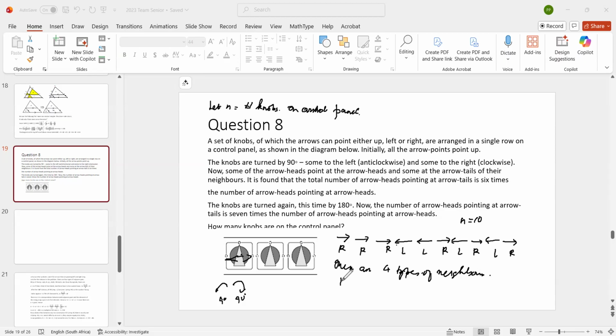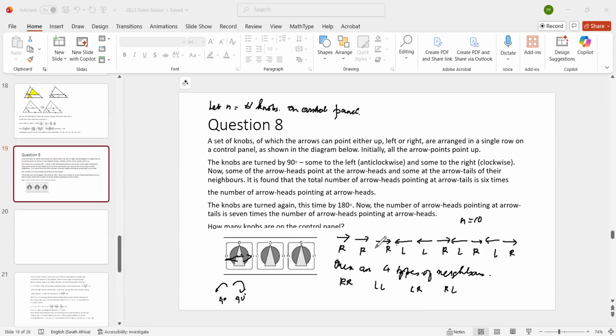You got RR. That means both these neighbors, the arrow is pointing to the right. Or you could have LL, like this case here. Or you could have had LR or RL. Right, so that's what we got.